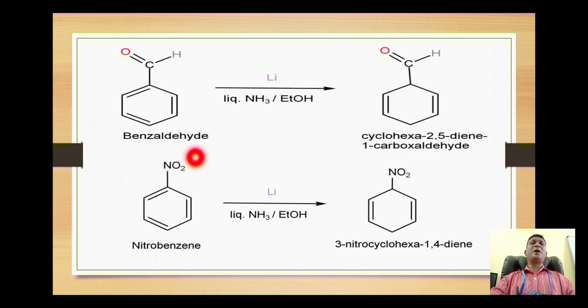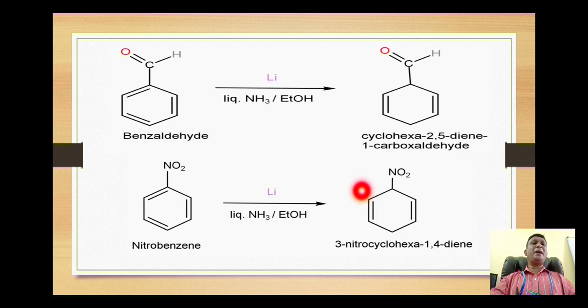Let's look at the last example, this example of nitrobenzene. The nitro group is very well known electron withdrawing group. So when nitrobenzene undergoes Birch reduction in presence of lithium and liquid ammonia and ethanol, the carbon which holds the NO2 group and the fourth carbon with respect to this undergo the reduction, and this gives the formation of 3-nitrocyclohexa 1,4-diene.